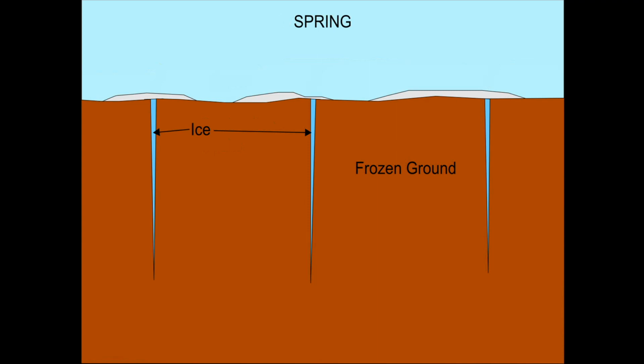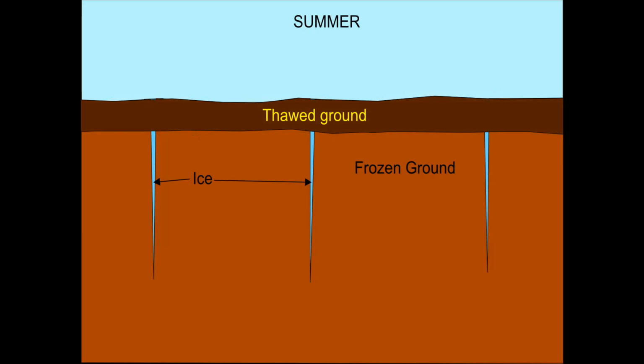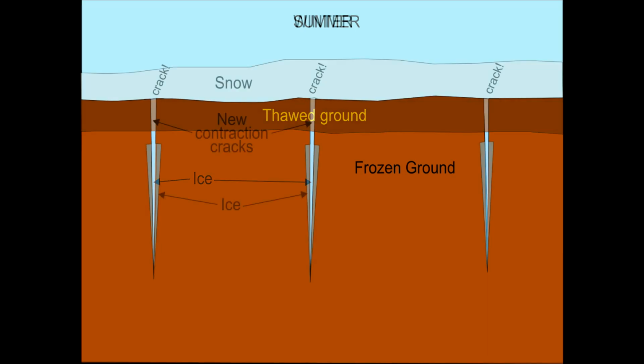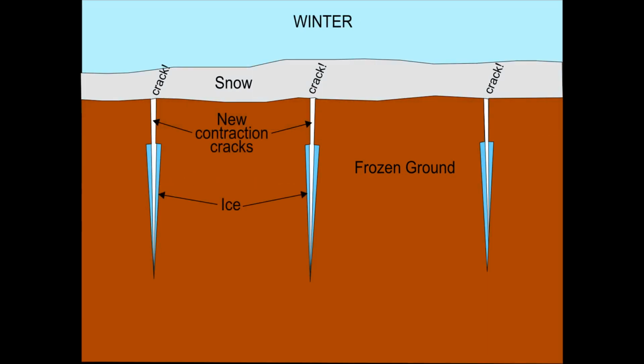Spring. The snow has mostly disappeared and the cracks are filled with ice. When the snow melts the following spring, water runs into the cracks and freezes, keeping them open. Summer. The top layer of the ground is now thawed, but the ice-filled cracks remain underneath. During the short Arctic summer, only the top foot or two of ground thaws, so most of the wedge is preserved.